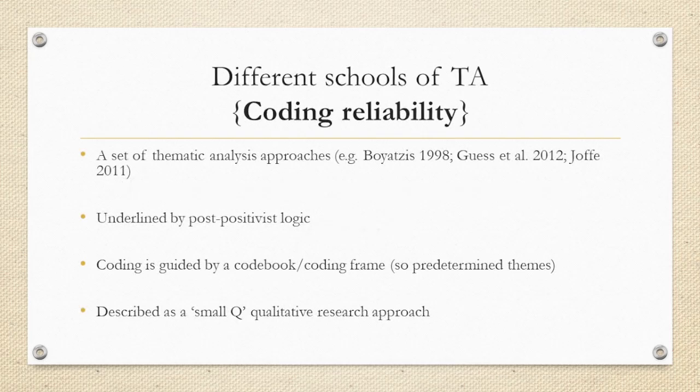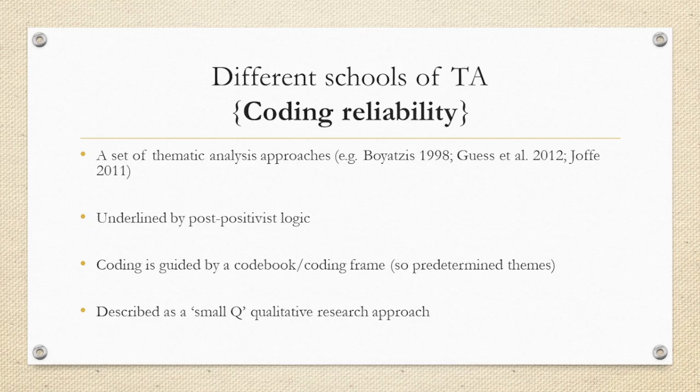So let's talk about these three different approaches, which I thought I'd put each on one separate slide. The first one is coding reliability. Coding reliability approaches are those known by authors such as Boyatzis from 1998, Guest et al. from 2012, and I believe Joffe 2011.